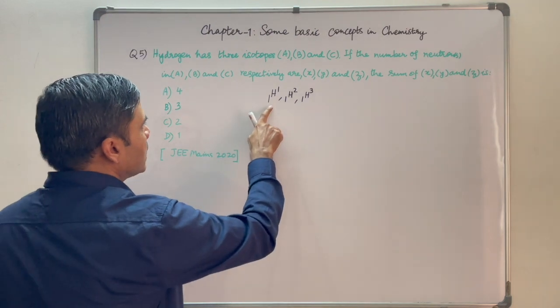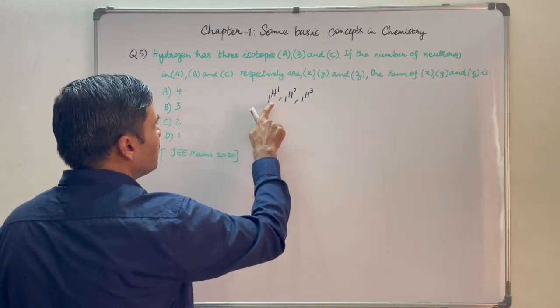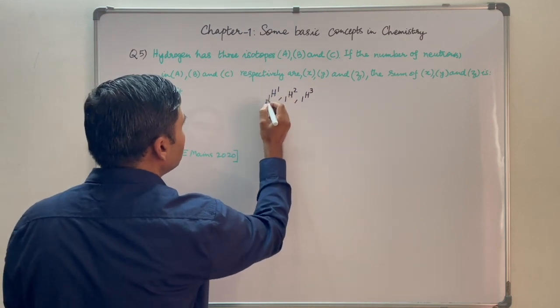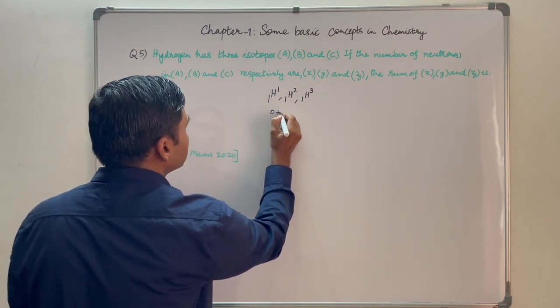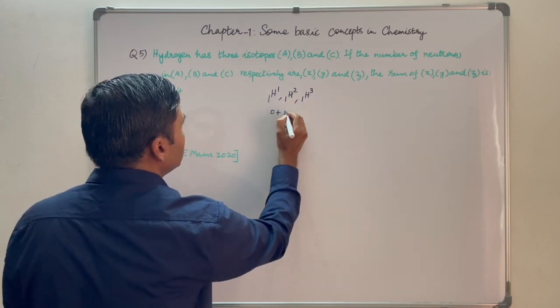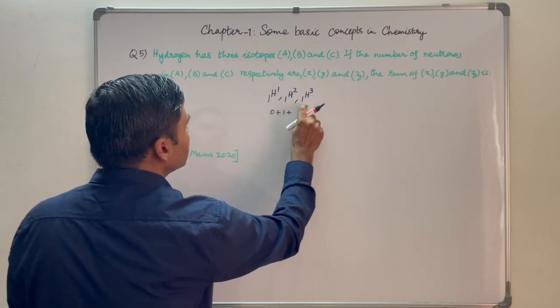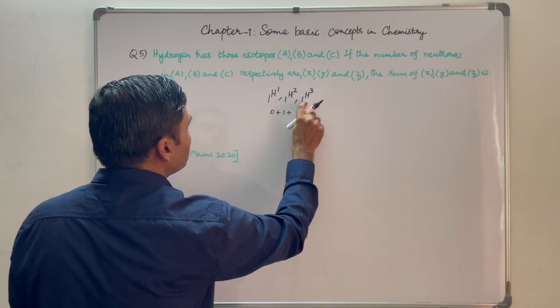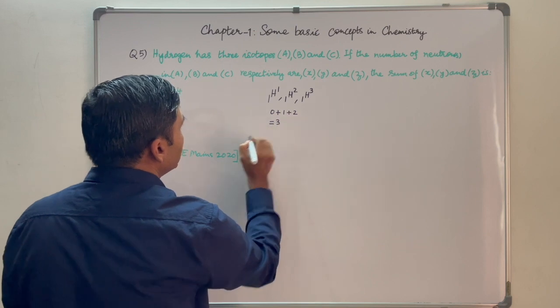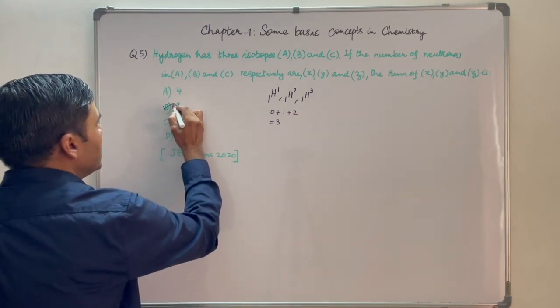Number of neutrons can be calculated by A minus Z. So in 1H1, number of neutrons will be 1 minus 1 means 0 plus. In 1H2, number of neutrons will be 2 minus 1 means 1. In 1H3, number of neutrons will be 3 minus 1 means 2. So the summation will be 3 and the correct option will be B.